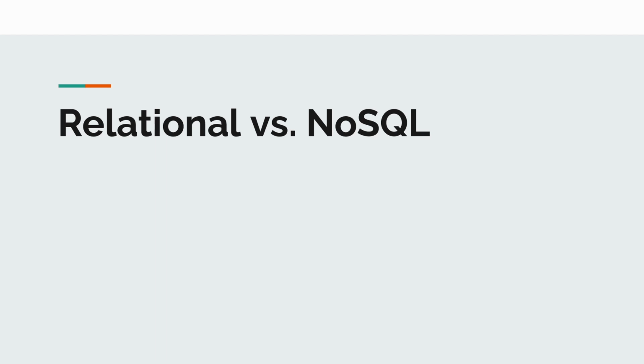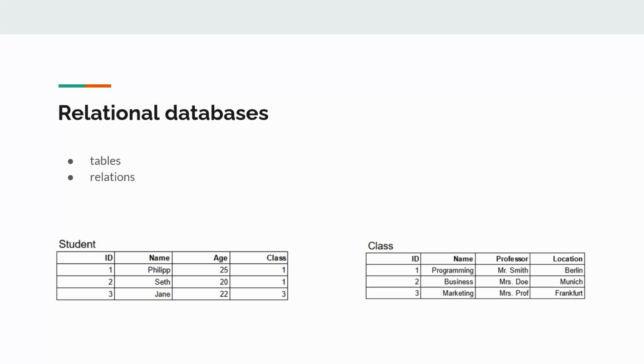What we're starting with are relational databases. Relational databases, I guess most of you have heard of them, are the most popular and most common databases that are in use today. Relational databases consist of tables and relations. That's where the name relational database comes from.